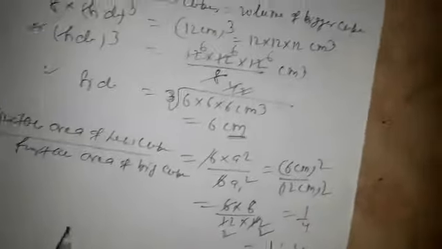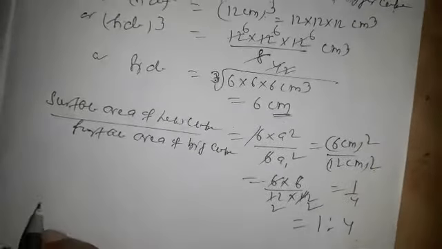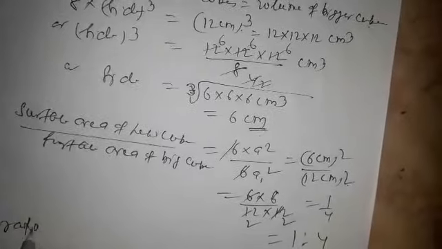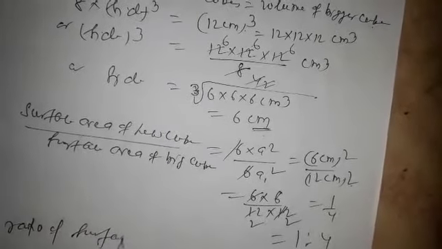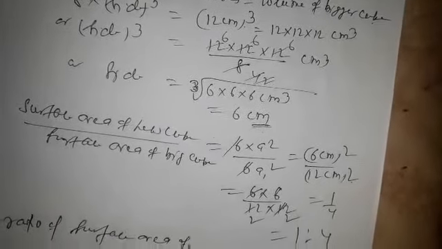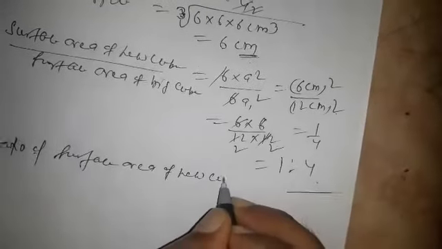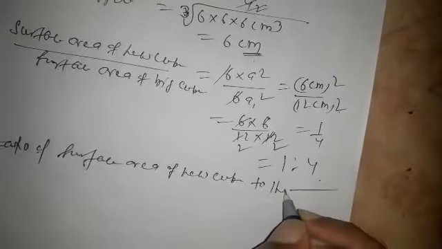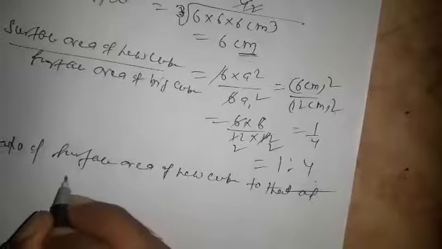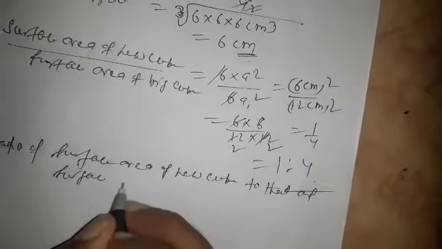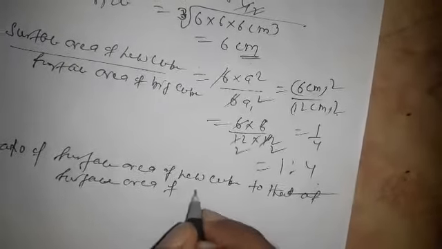Therefore ratio of surface area of new cube to that of surface area of bigger cube is equal to 1:4.